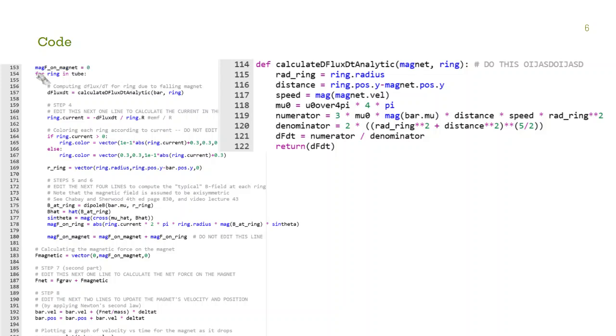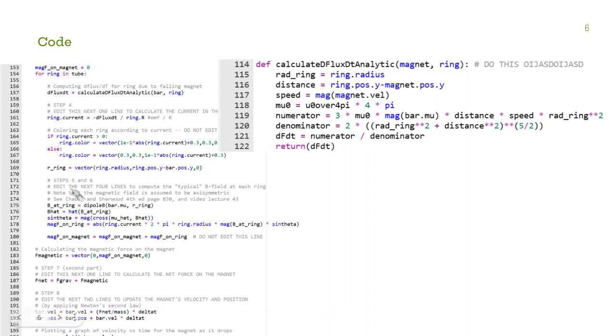This is the code for the lab. It loops through every ring in the tube. It sets up the tube as a stack of many, many rings on top of each other. And it finds the flux through each ring created by the bar magnet. And then it finds the current through each ring by dividing the flux by the resistance of the ring.